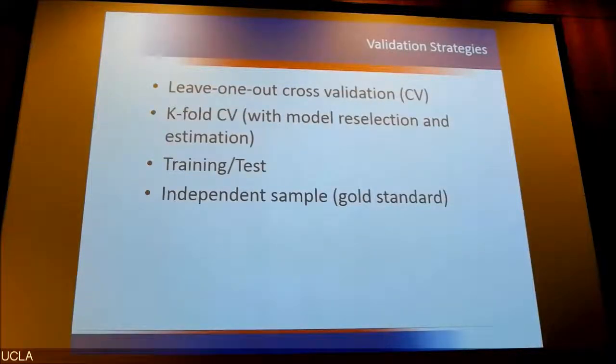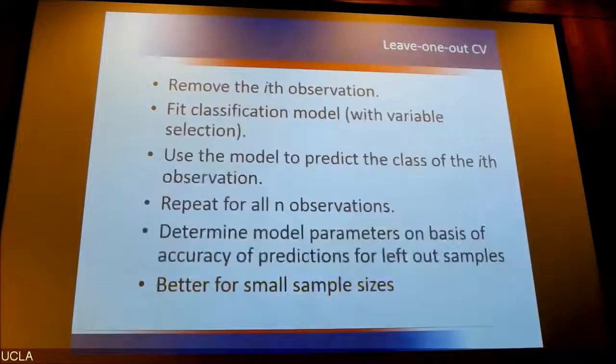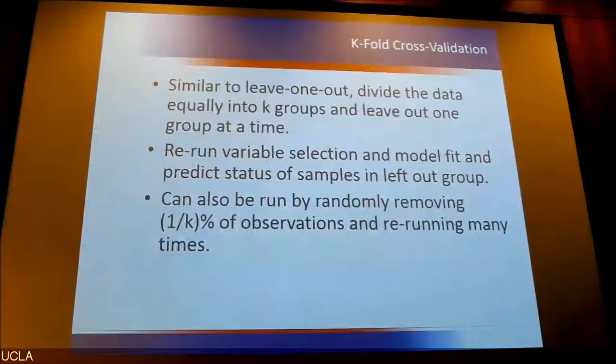So some of the basic validation strategies that people will often use are the cross-validation techniques, where there's leave one out cross-validation, or more generally k-fold cross-validation. If you don't have an independent set, this will give you somewhat of an idea about what the actual information content is for the variables that you're putting into the model. Alternatively, we can divide our sample using a test training design, or ideally, the best case scenario is a totally independent sample. I'm going to skip the leave one out.